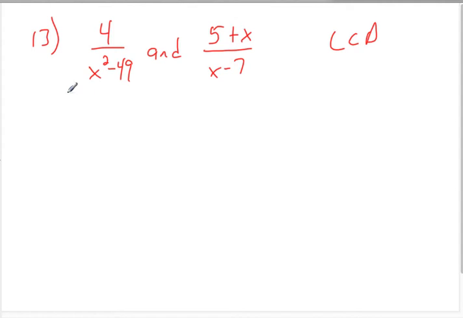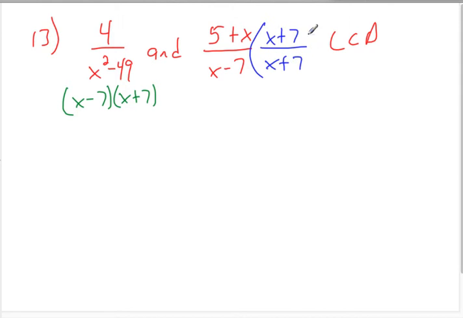Well, it just turns out that this is a difference of squares. So if you factor it, it already has an x minus 7. So it doesn't need that. So we don't need to multiply this by x minus 7. This fraction, however, needs the x plus 7 to have a common denominator. So that's all we need to do. Just multiply this by x plus 7. So the left fraction is fine. So we're just left with 4 over x minus 7, x plus 7.